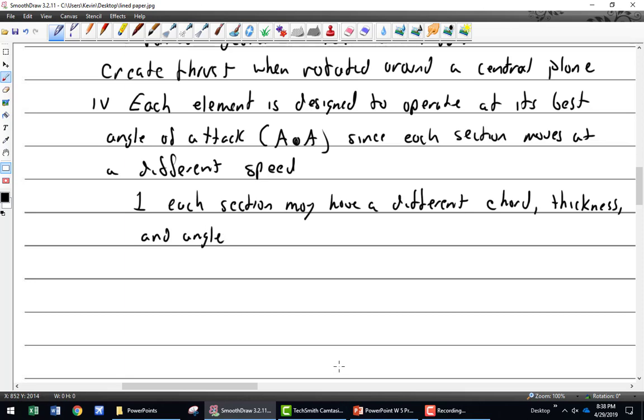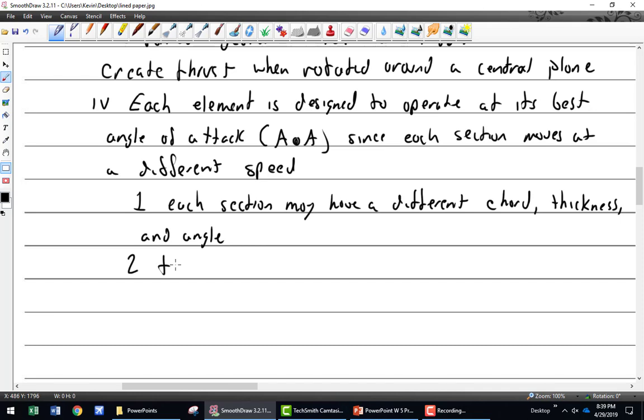Which angle? Blade angle. Now remember, angle of attack is relative to what? Okay, the air coming at it.